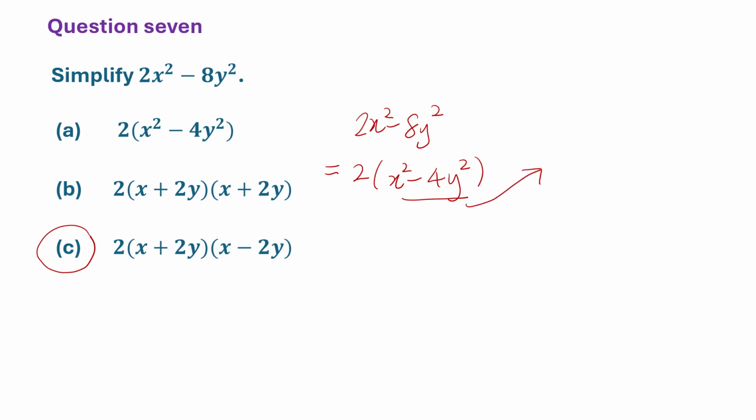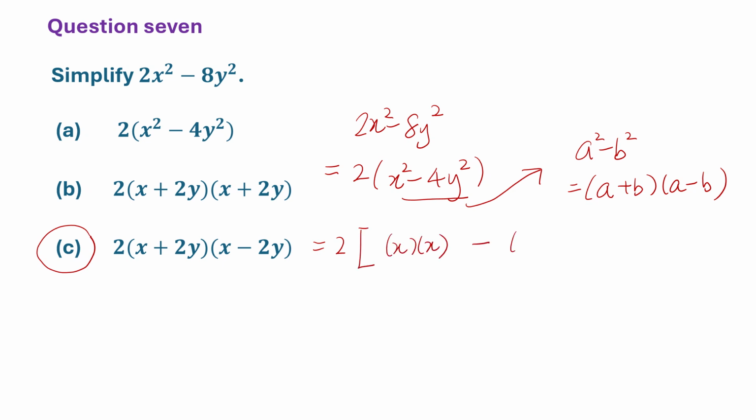recall this algebraic identity. A squared minus B squared, a very popular one. You can factorize it into A plus B times A minus B. So how do we do it? Basically, your x squared is just x times x. Your 4y squared, we can break it up into 2y, multiply with another 2y.